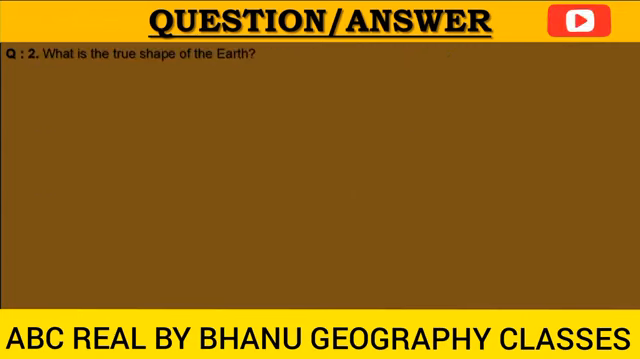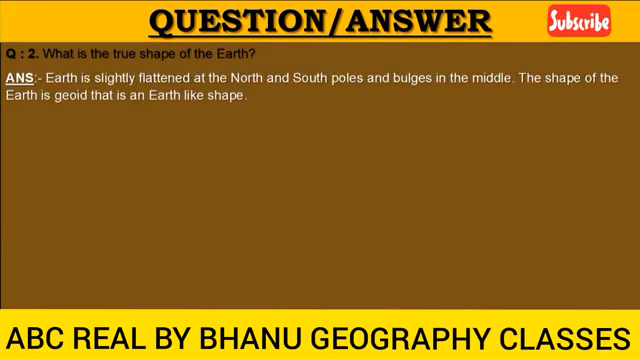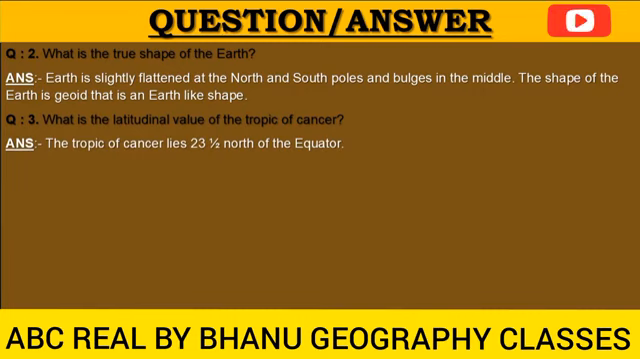Question number 2. What is the true shape of the earth? Answer of this question is, Earth is slightly flattened at the north and south poles and bulges in the middle. The shape of the Earth is geoid, that is an Earth-like shape. Question number 3. What is the latitudinal value of the Tropic of Cancer? Answer of this question is, the Tropic of Cancer lies 23 and 1/2 north of the equator.